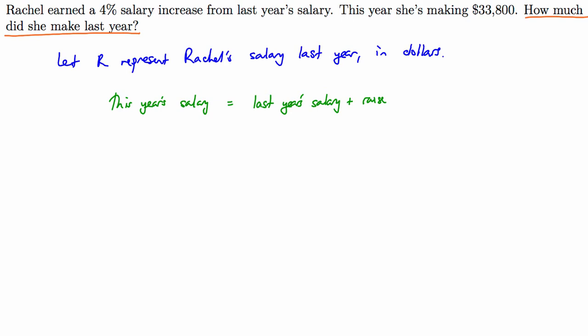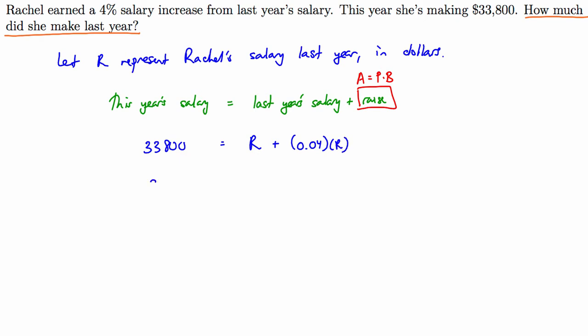To start setting up my equation, I know this year's salary is $33,800. I know last year's salary is R. I also know that her raise was some percent of last year's salary, so the amount of her raise was the percent of her raise times the base salary she had last year. Putting in the particulars for this problem, I know she received a 4% raise. I will write that as 0.04, and we will multiply that by last year's salary.